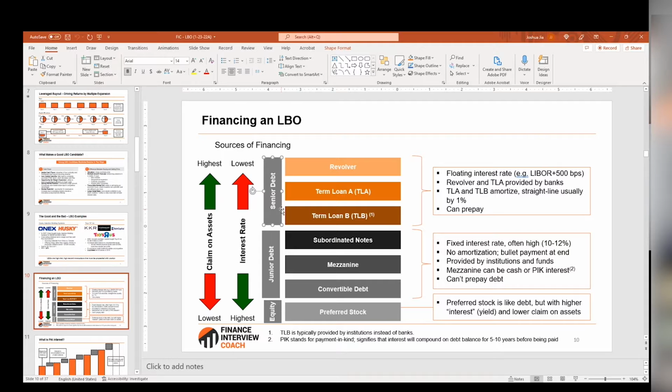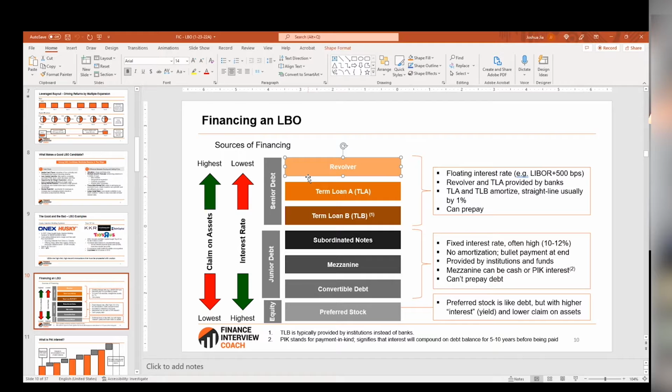Senior is provided by the bank. Long story short, it has a lower interest rate because it is a higher claim on assets. Usually it's the same bank that will give you the term loan A and the revolver, often at the same interest rate, sometimes different. And the revolver is like a line of credit. So you basically draw on that anytime you're short on cash. You're going to see through a model, we might be drawing on the revolver, or maybe not, but you'll see how it works anyway. You can't go over the maximum, but you can pay it off anytime.